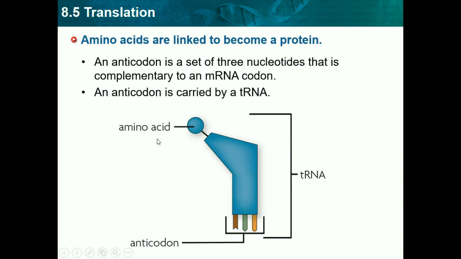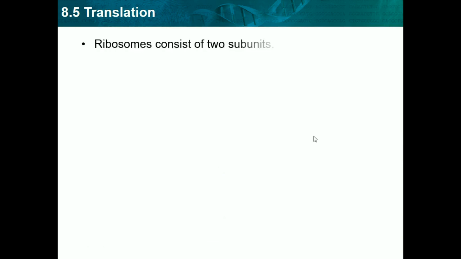So tRNA carries an amino acid right here. It's carrying it, and it has an anticodon, which fits in with the opposing codons on a mRNA. So if mRNA has, let's say, AAA, the tRNA would be TTT, because A goes with T, C goes with G. So ribosomes consist of 2 subunits, and a ribosome is where translation happens.